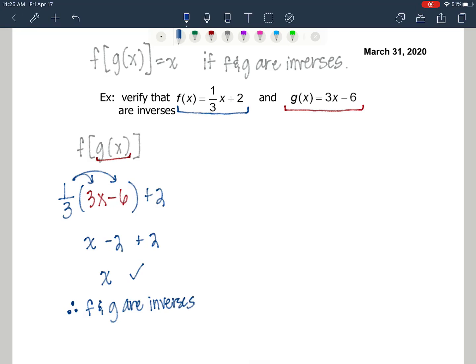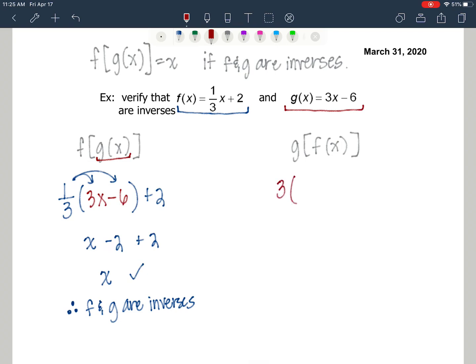However, what if we would have gone the opposite way? What if we would have said g of f of x? Can I do that? Well, sure we can, because if they're inverses of one another, it doesn't matter which you put into the other. You should and you will get x as a result when putting one inverse into the other.